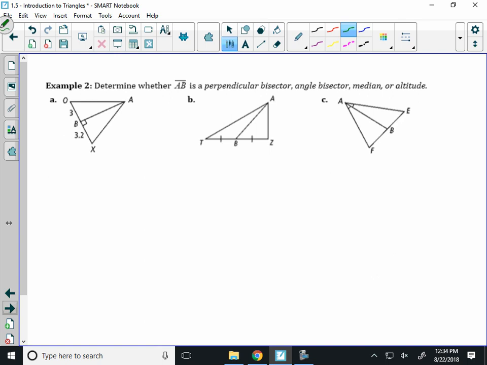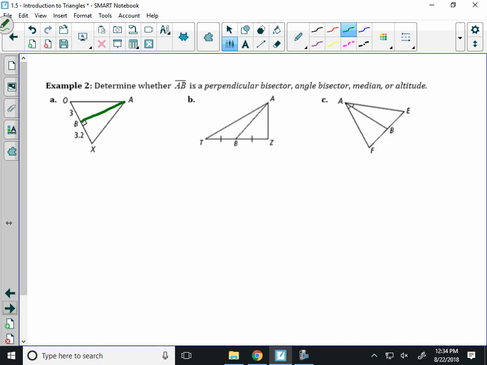Determine whether AB is a perpendicular bisector, angle bisector, median, or altitude. I think those notes we talked about and decide. So what do we notice is going on? Here's AB. What do we notice? What kind of angle is it creating? A right angle. So I have a right angle.